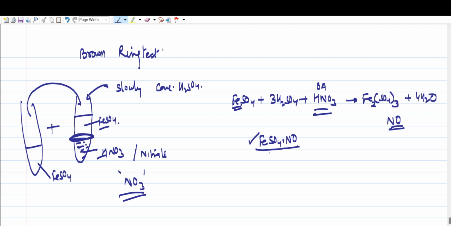The moment you shake, what will happen? This is tied by a weak bond, so it will break and brown ring will disappear. Is this clear? So remember, this brown ring test is very important test. It confirms the presence of nitrate or nitric acid, right? Remember, you have to take freshly prepared ferrous sulfate, because if you take the kept one, then it will be already converted into ferric sulfate, and this property of formation of NO and brown ring formation will not be observed.